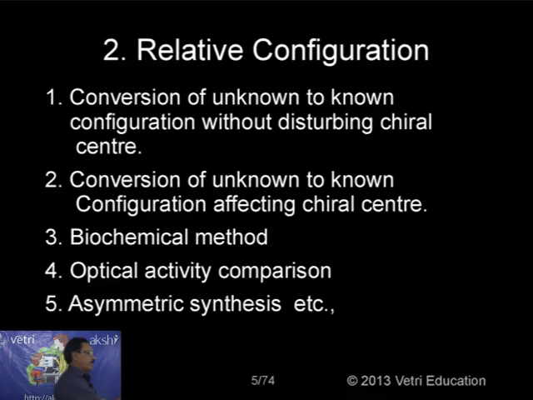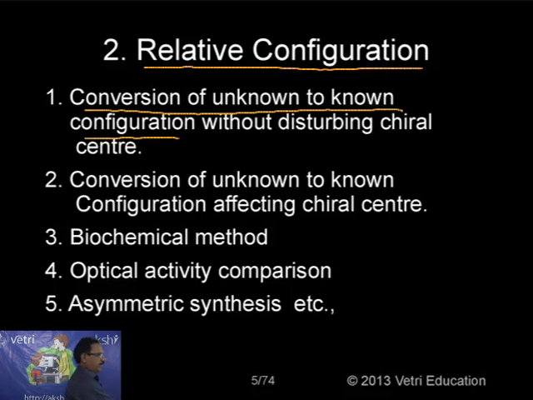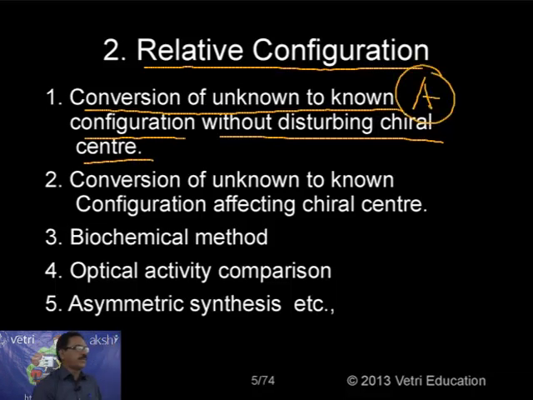The next one, what is a relative configuration? Suppose you know the configuration of one molecule, we can convert it to another molecule whose configuration is not known, but we can speak relatively. What way? There are a number of methods. One is conversion of unknown to known configuration without disturbing the chiral center. Suppose molecule A is of unknown configuration, we have no idea, but we change it into compound B. So B's configuration is known. Then from the configuration of B, we can speak about A. That is the most important information.